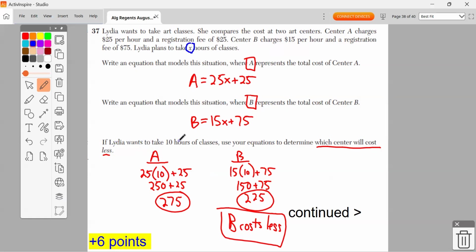If Lydia wants to take 10 hours of classes, use your equation to determine which center will cost less. All you have to do is sub in a 10 for the X, the number of hours, in both equations. We sub in a 10 here for X, and a 10 here for X. We get that A costs $275, B costs $225. Be careful, you have to answer the question. It's not just saying how much each one is. It asks which center will cost less. You have to say B costs less. 1 credit and 1 credit.